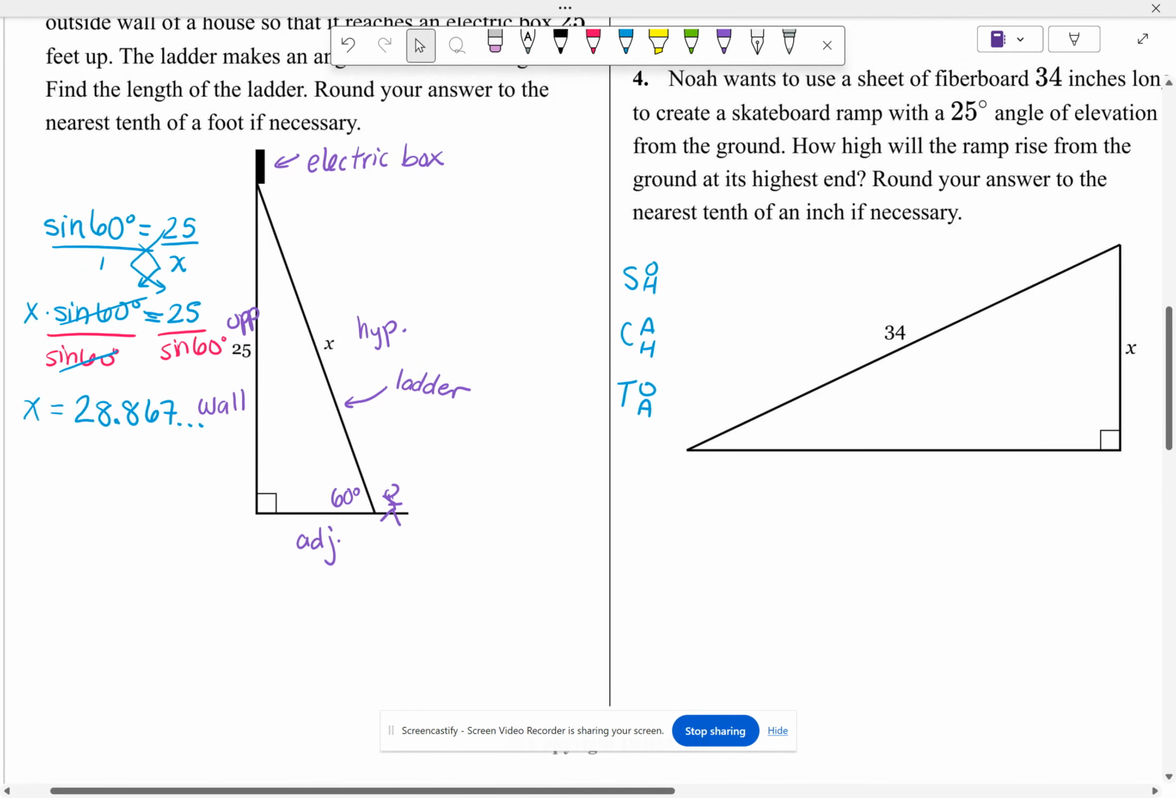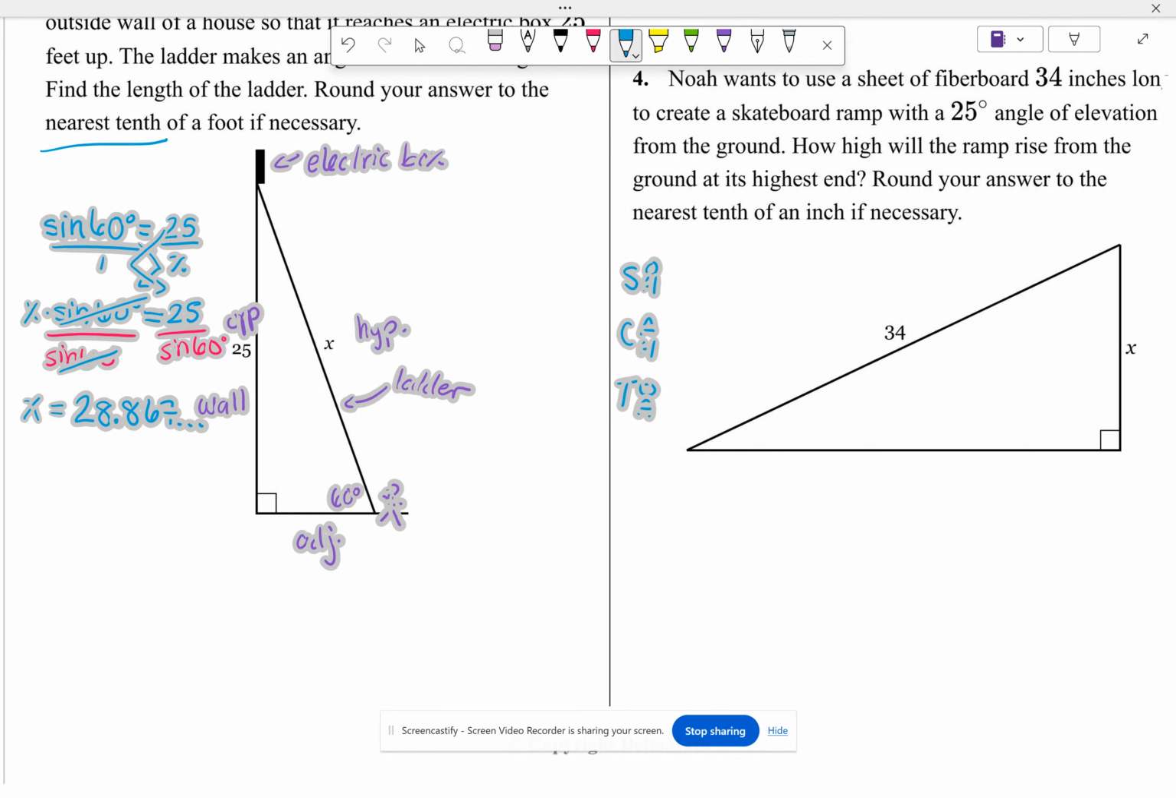I'm going to leave a few extra decimal places, and then I like to go back and reread. Oh, what am I rounding to in this problem? It says round your answer to the nearest tenth of a foot if necessary. Now, when a question is asked in whole sentence form, then I'm going to answer in whole sentence form. And so I'm going to write a complete answer here that asks me to find the length of the ladder.